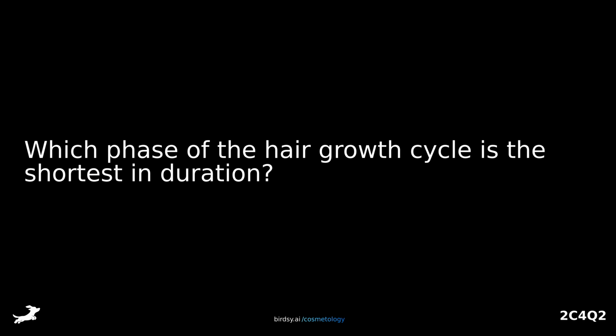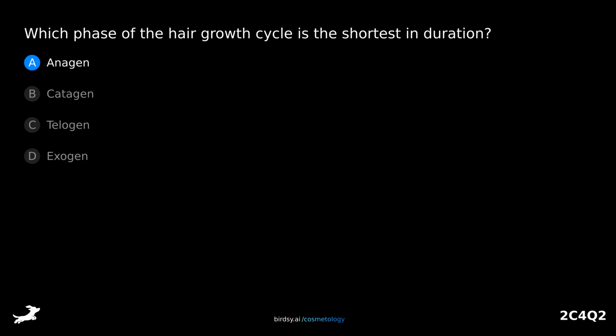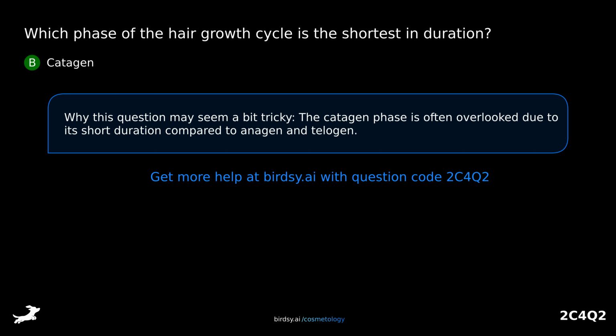Which phase of the hair growth cycle is the shortest in duration? Is it A, anagen, B, catagen, C, telogen, or D, exogen? The answer is B, catagen. While this question may seem a bit tricky, the catagen phase is often overlooked due to its short duration compared to anagen and telogen.